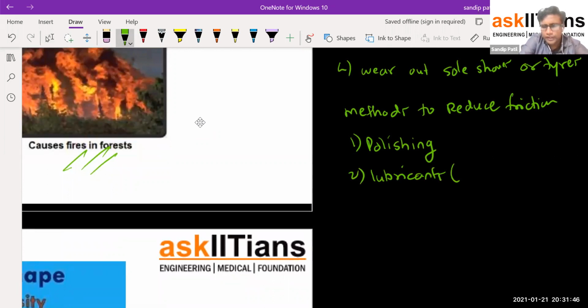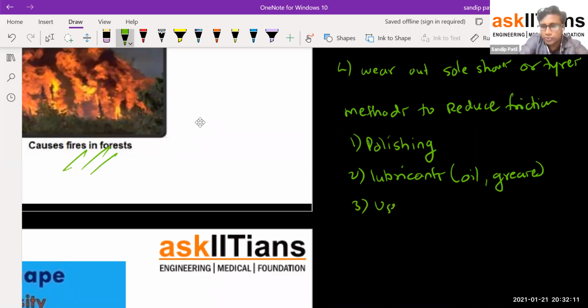Lubricants means what? We have actually discussed this in the previous lecture also. You can apply oil, grease, etc. on the machine parts or surfaces which are in contact. For example, as I also told you in the previous session, if the door is making cracking noises, then we can apply some grease or oil.